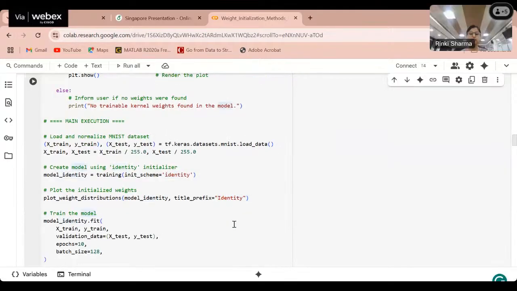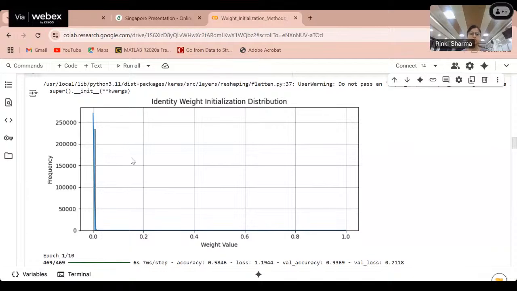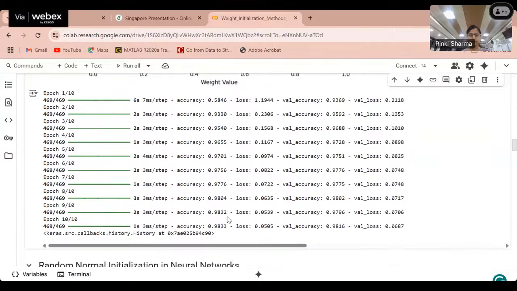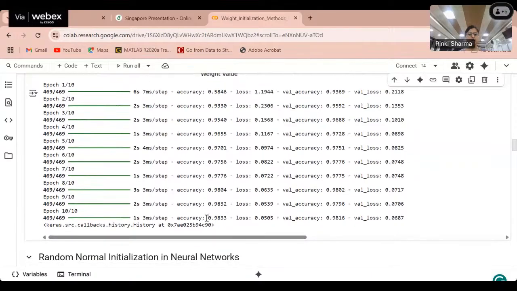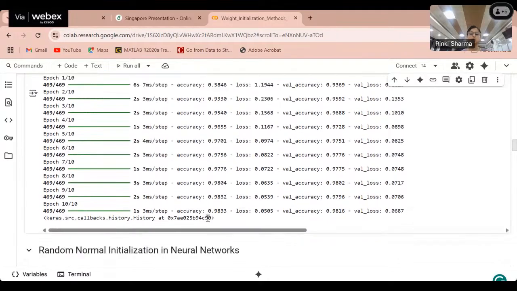The change, and it will take the identity initialization, and this is how the distribution will look. The 0 entries have high frequency, and the values from 0 to 1 have very low frequency. But it has good learning with identity initialization, other than the zeros and ones.